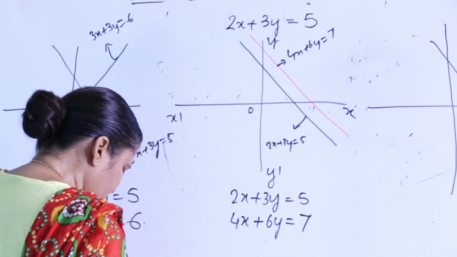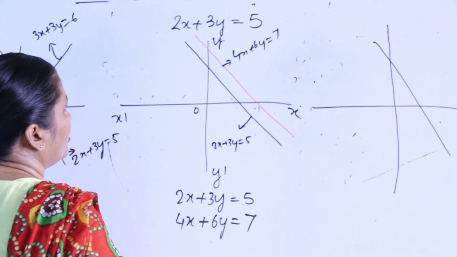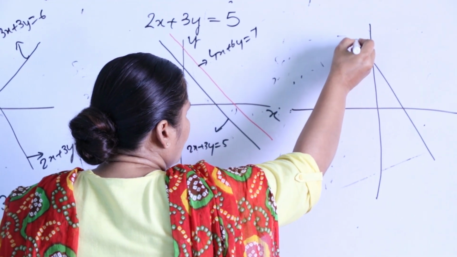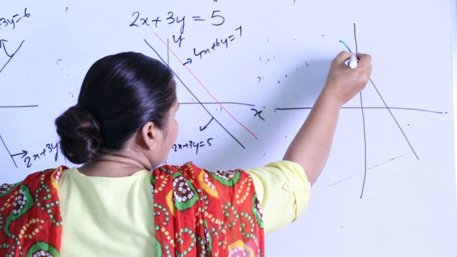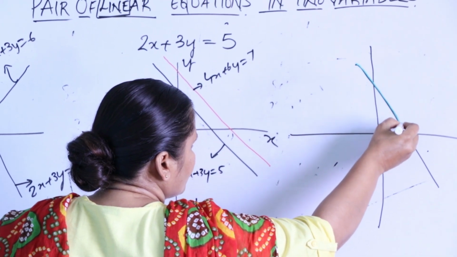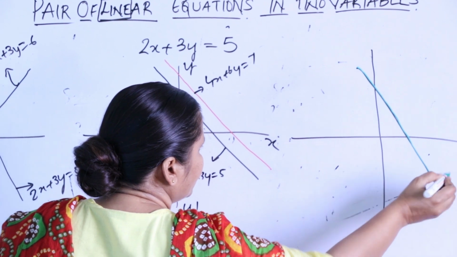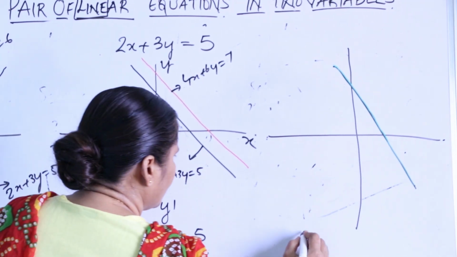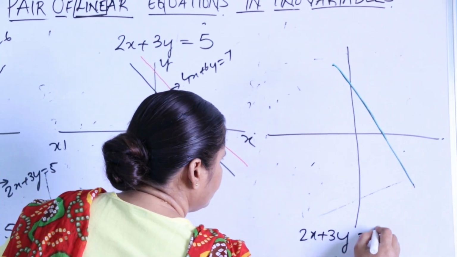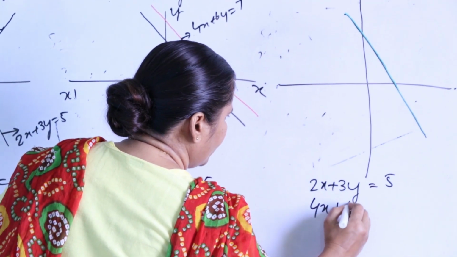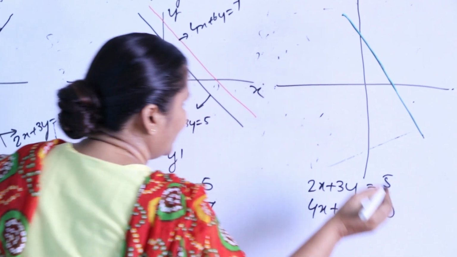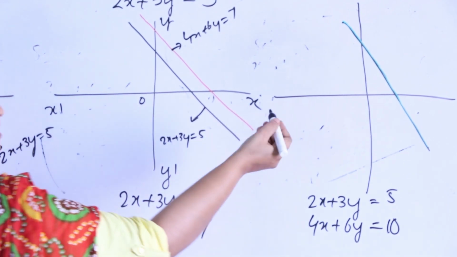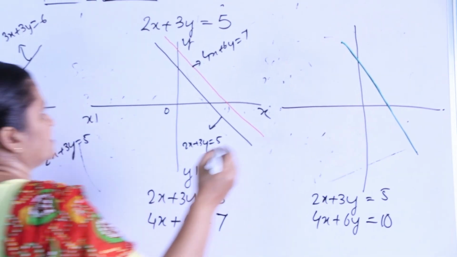There is another possibility for the second line plotted. The third possibility could be that the second equation just coincides with the already existing line. So, for example, let us say we are plotting this line on the same Cartesian plane. This line could be coinciding with the already existing line.